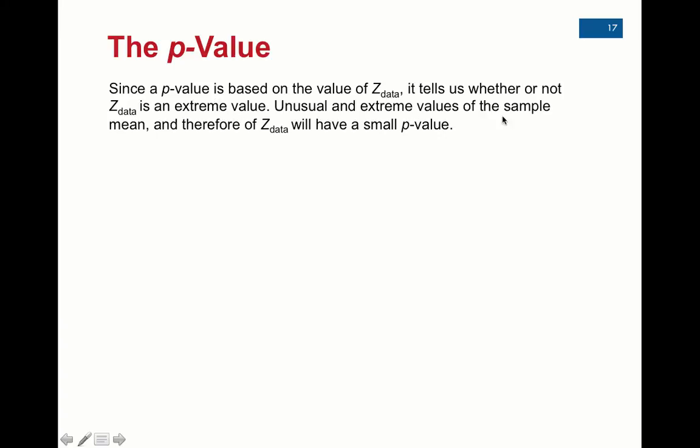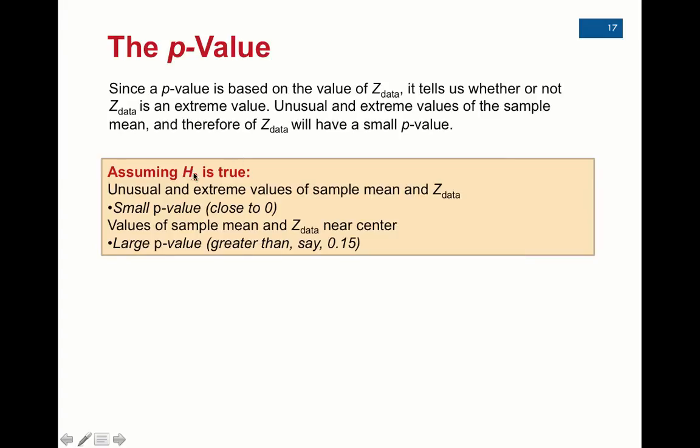And it says unusual and extreme values of the sample mean, and if z-data is an extreme value, then we will have a small p-value. So unusual and extreme values of the sample mean and z-data result in a small p-value, something close to 0, a small area. Values of the sample mean and z-data that are near the center, which is not a lot of evidence, result in a large p-value, say greater than 0.15. So remember, the further the distance, the more evidence we have, the smaller the p-value. And the contrary is true.